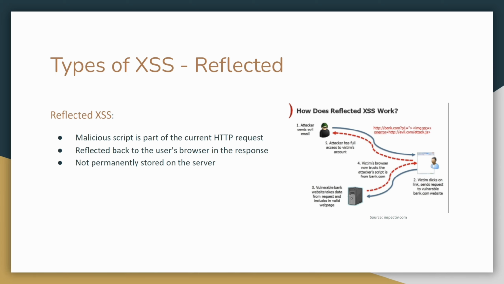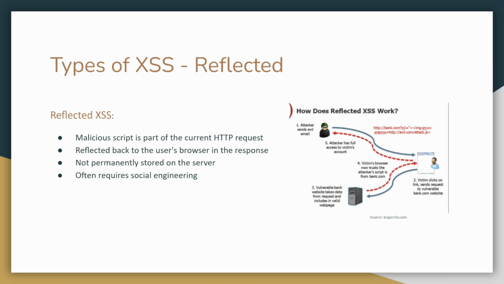Because the script isn't permanently stored on the server, this type of attack often requires social engineering. The attacker needs to trick users into clicking a specially crafted link that contains the malicious script. This crafted link, when clicked, sends the malicious script as a parameter in the URL, and the vulnerable website then reflects the script back to the user, causing their browser to execute it. Now let's look at the diagram to get a better understanding of the reflected XSS attack.